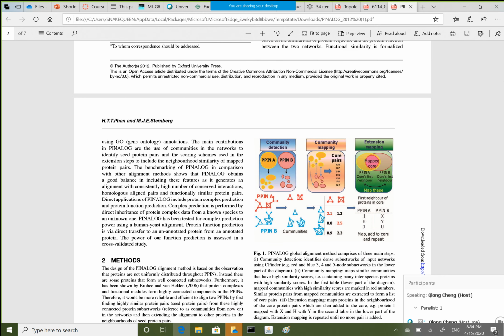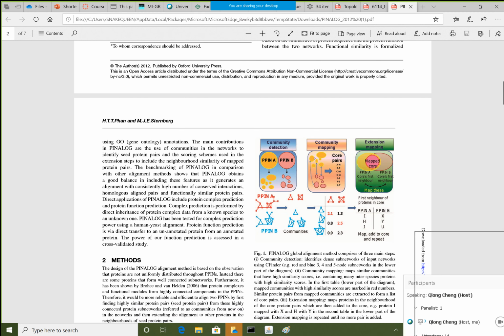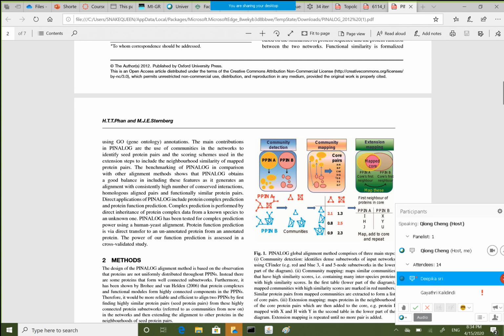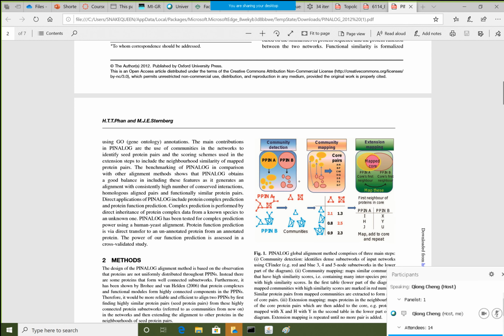The right one, can you see my moving mouse? Yes or no? Deepika? I think it's muted. Deepika? Can you see the moving mouse?